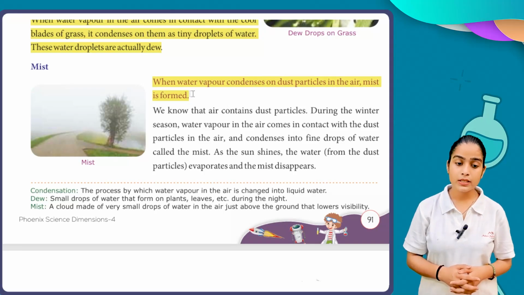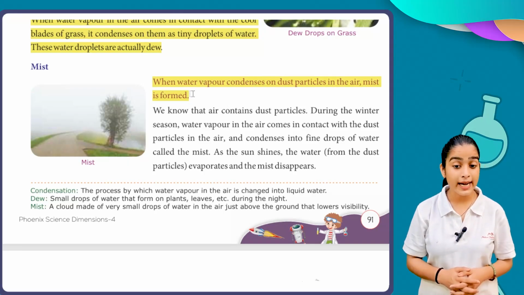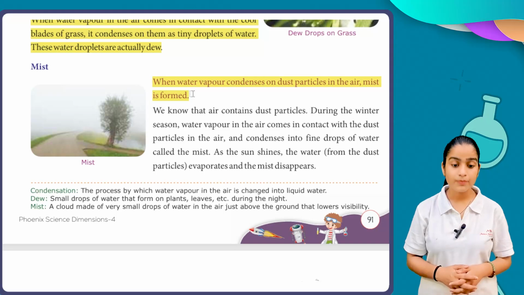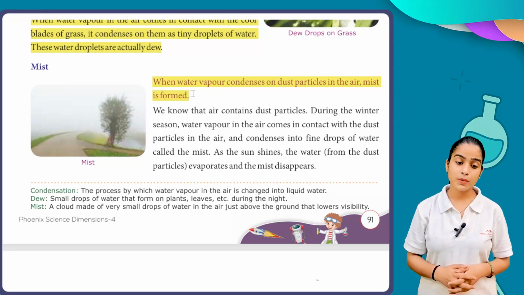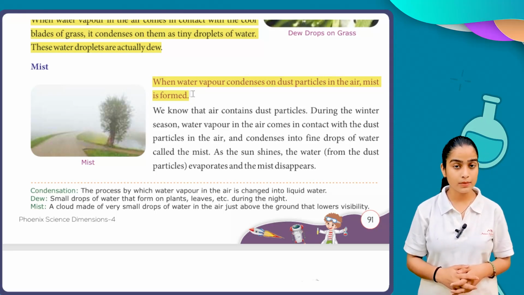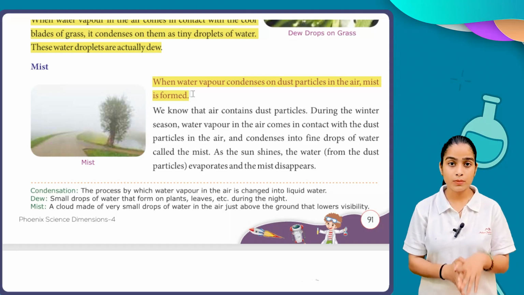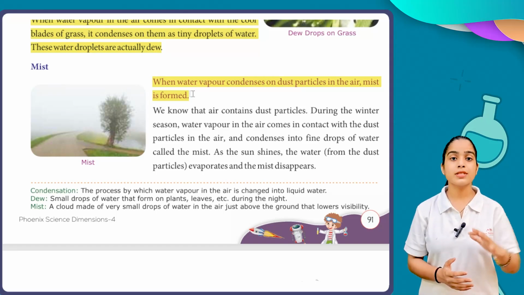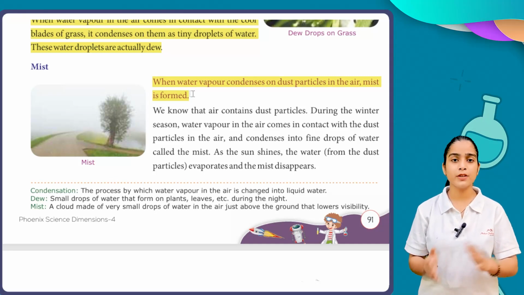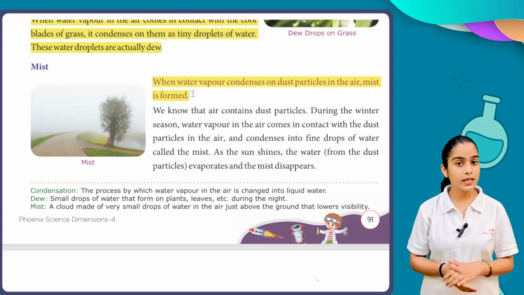During the winter season, water vapors in the air come in contact with the dust particles in the air and condense into fine drops of water called mist. As the sun shines, the water from the dust particles evaporates and the mist disappears. So you can see the mist only in the early morning, because at that time there is no sunlight. After sunlight comes, your mist evaporates and disappears.